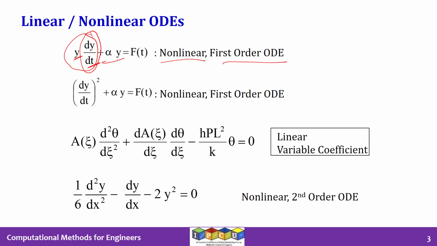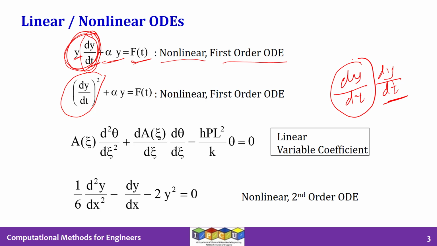So this term is linear, this term is linear, this term is what induces nonlinearity in the system. The next equation again is a first order ODE because the highest derivative is dy by dt. But what you see here is dy by dt appearing as dy by dt the whole square. So it is like dy by dt times dy by dt, and the coefficient of dy by dt is dy by dt here in this expression.